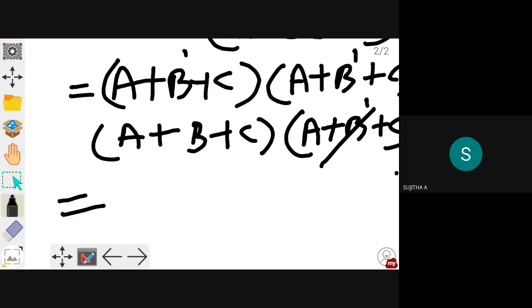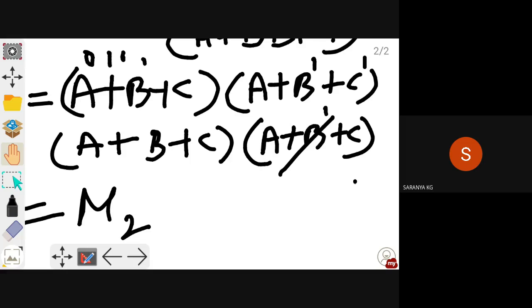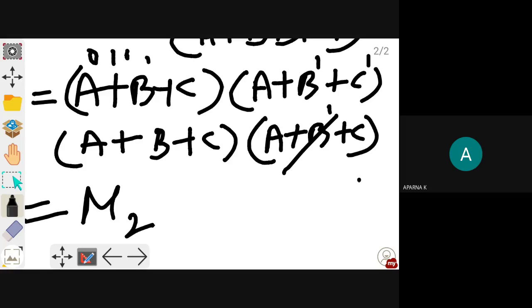So actually a plus b dash plus c is 0 1 0, that is M2. And a plus b dash plus c dash is 0 1 1, that is M3. And a plus b plus c is 0 0 0, that is M0.